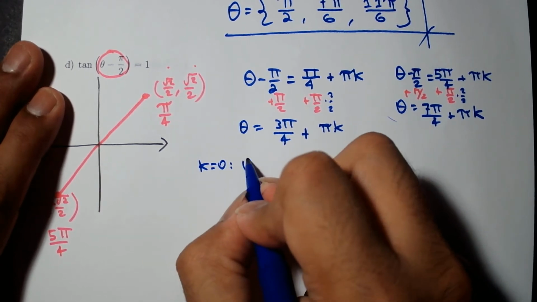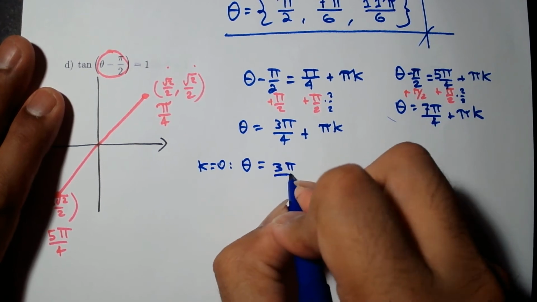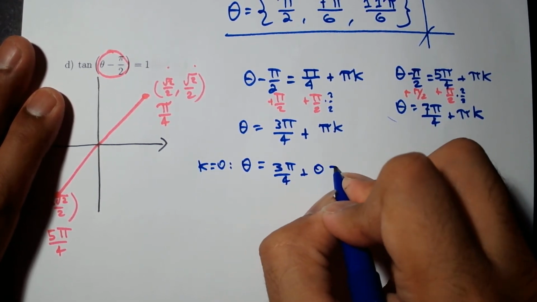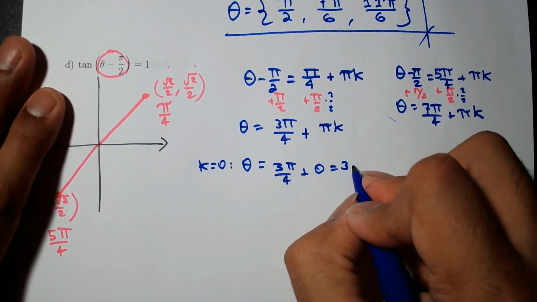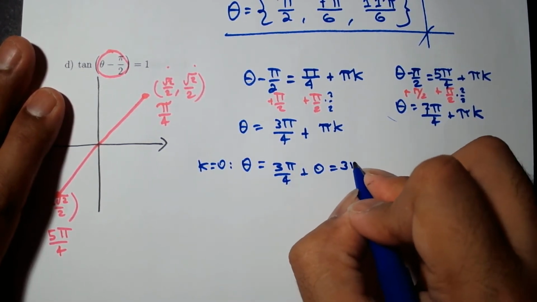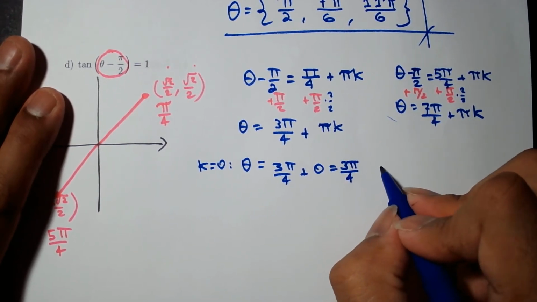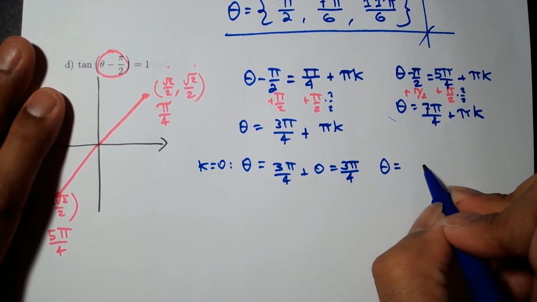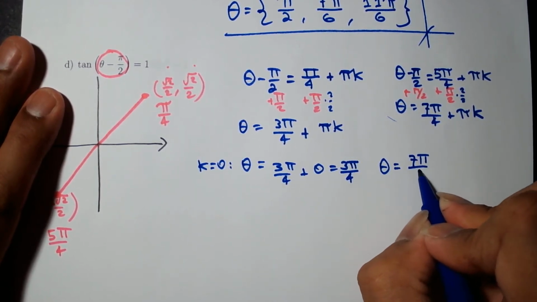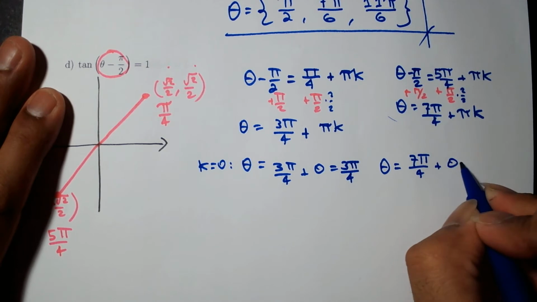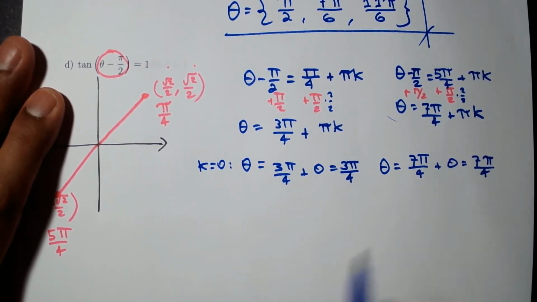So let's go with k equals 0. If k equals 0, theta equals 3 pi over 4 plus 0, which is simply 3 pi over 4, because 0 times pi is 0. Over here, that's going to be 7 pi over 4 plus 0, 7 pi over 4.